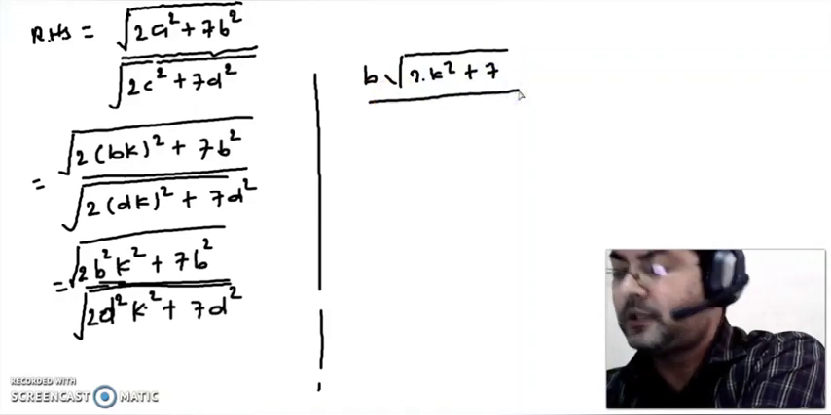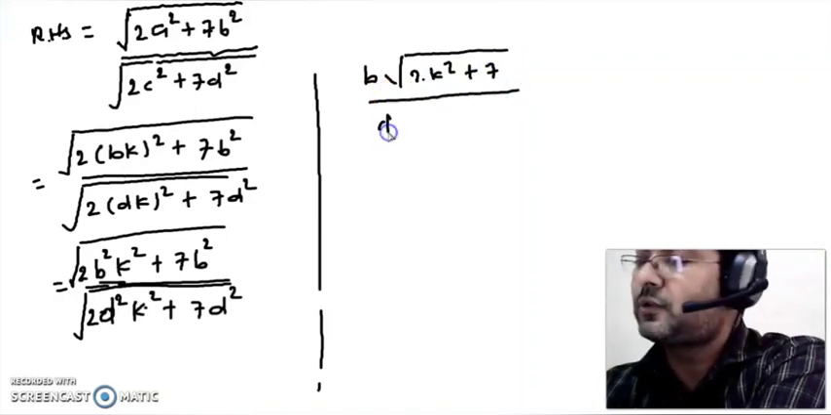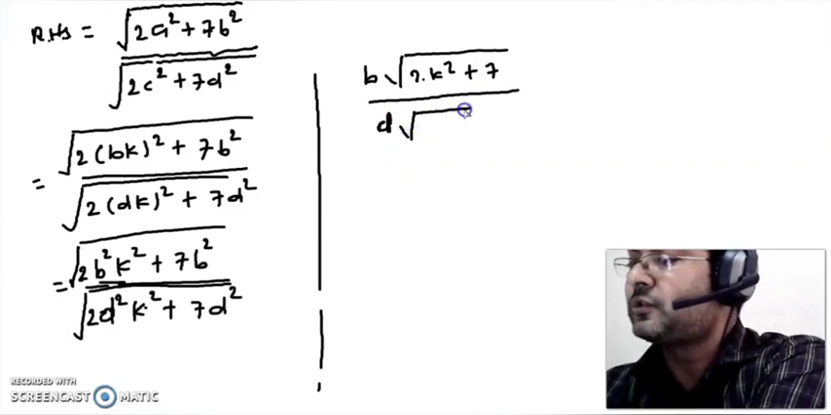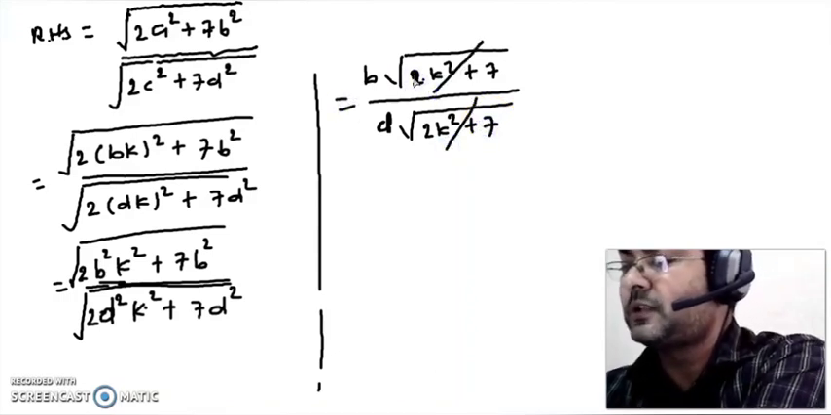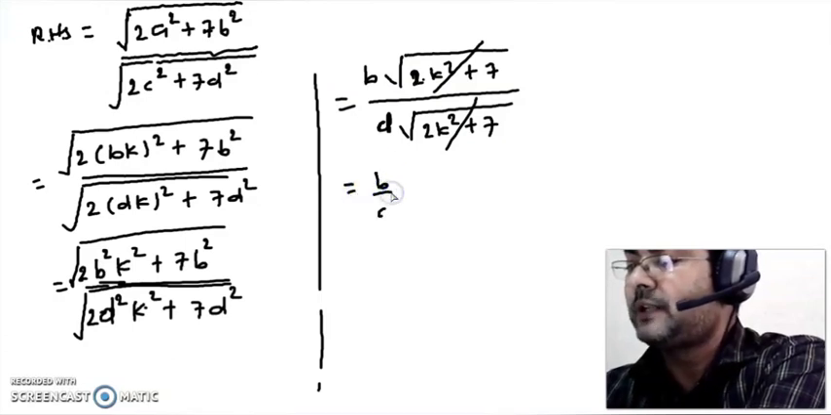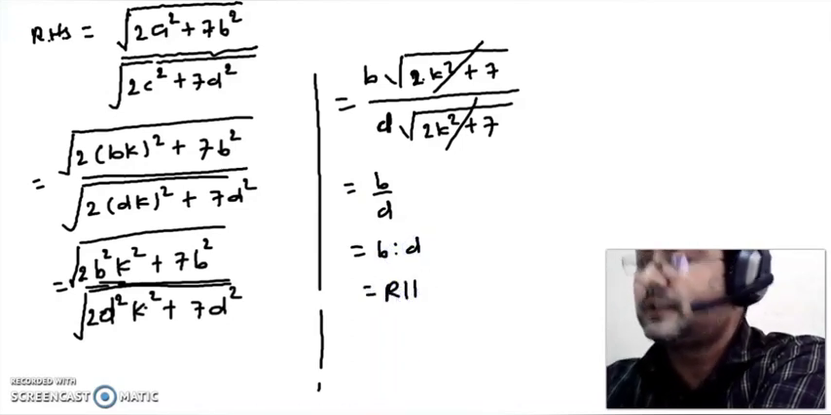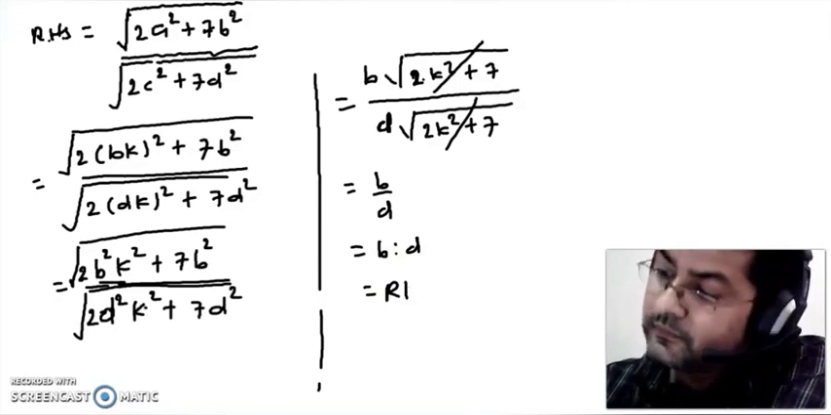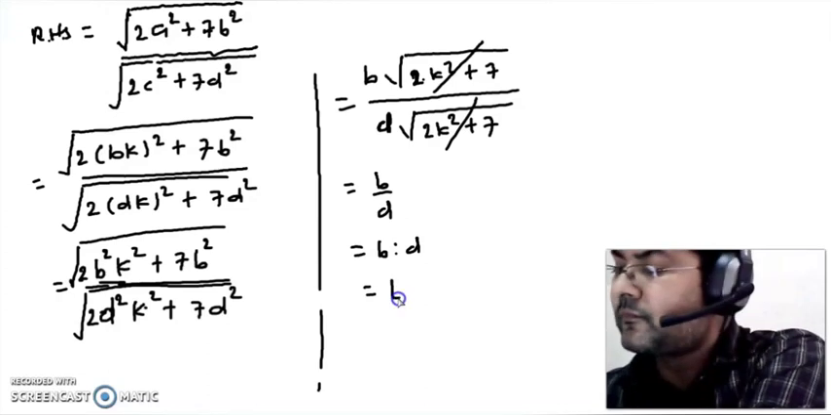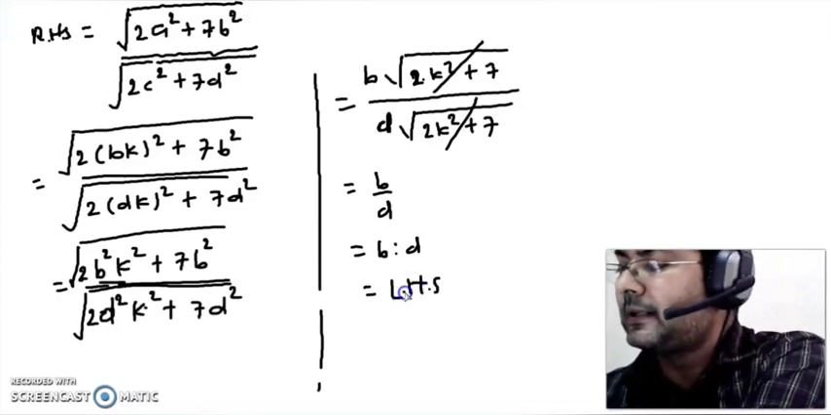Again from the denominator, if you take D square common, then square root of D square will be D. So square root of 2K square plus 7 is left. So now we can reduce this term, 2K square plus 7 in numerator and denominator. So we are left with B upon D, which is equal to B is to D, which is equal to LHS, left hand side. Clear? Hence proved.